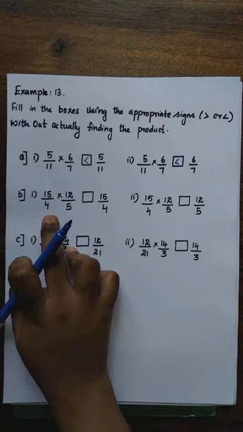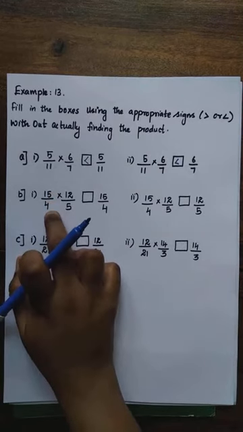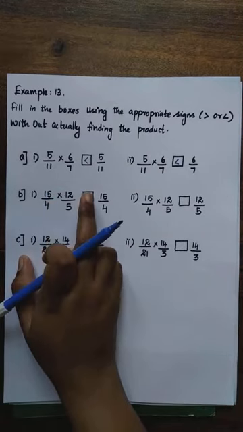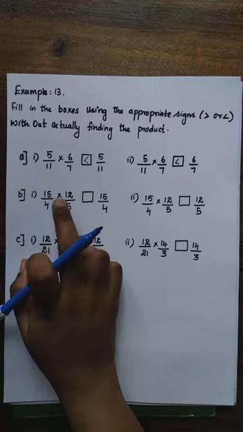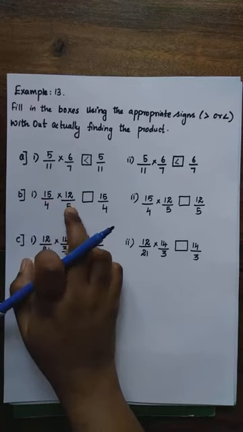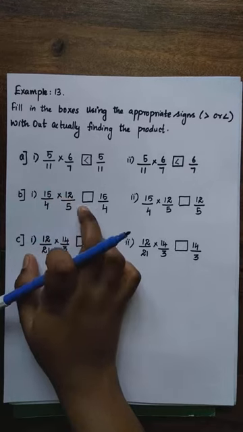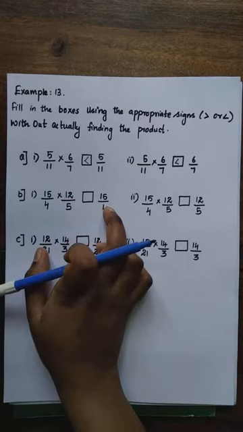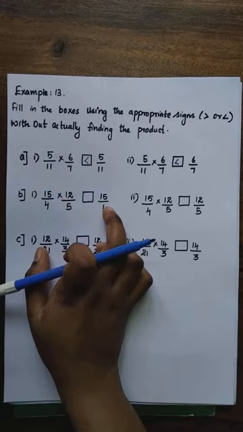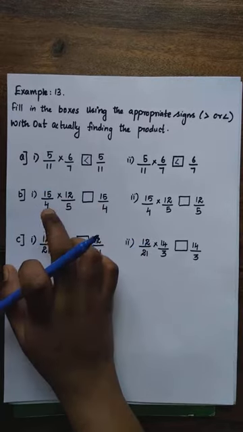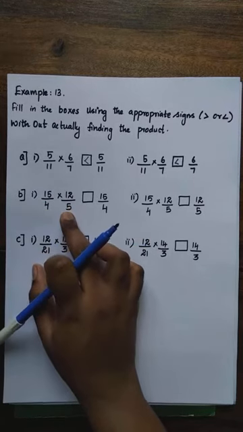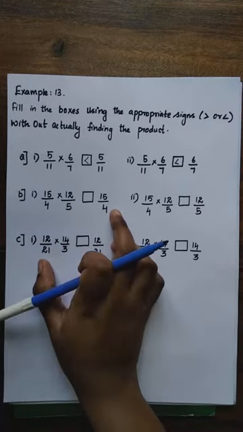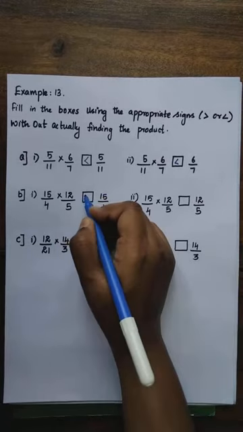Okay, second question. 15 by 4 into 12 by 5. 15 by 4 is an improper fraction. 12 by 5 is also an improper fraction. So when you are multiplying two improper fractions, the product is dash than each of the fractions. Yes, very good, greater than each of the fractions.